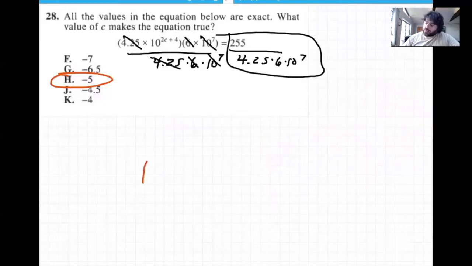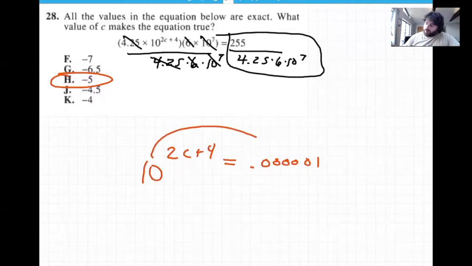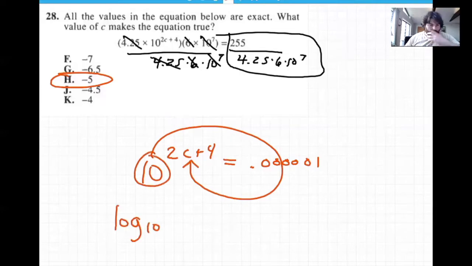But when I get to 10 to the power of 2c plus 4 equals 0.000001, I can use what's called a logarithm, right? I spiral out of this logarithm. So log base 10, the first thing I come across in my spiral.